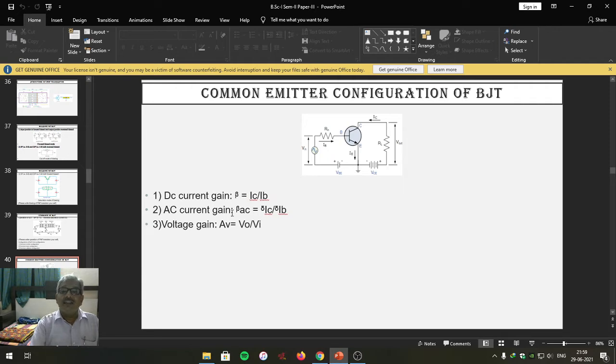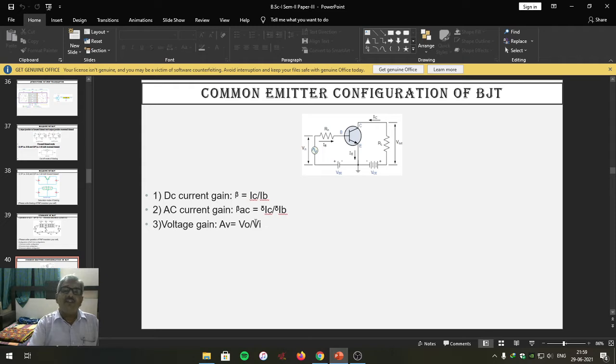Then AC current gain, it is defined as change in output current upon change in input current. It is denoted by beta AC. That is delta IC upon delta IB. Definition is same, but here dynamic aspect is considered. That is change in IC upon change in IB. That is called as beta AC or AC current gain.